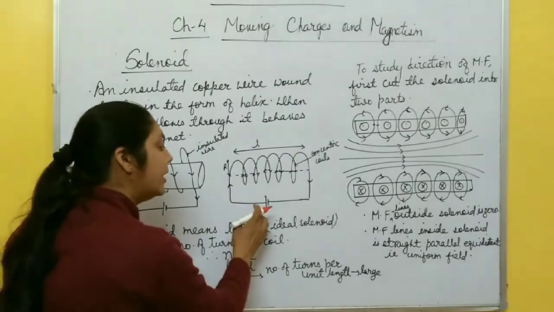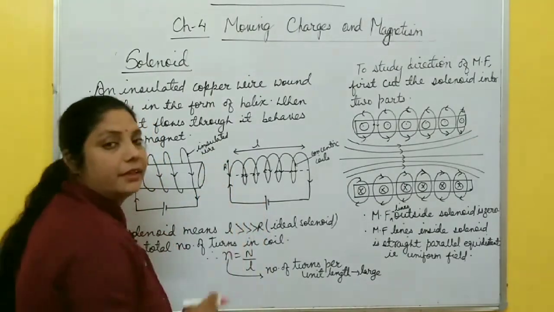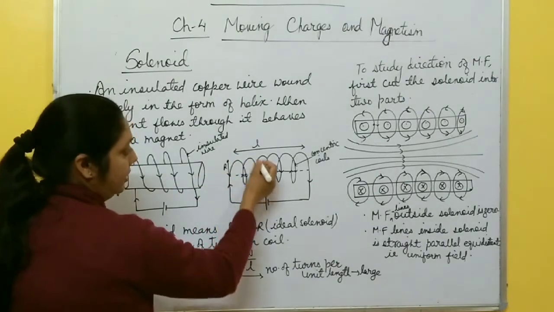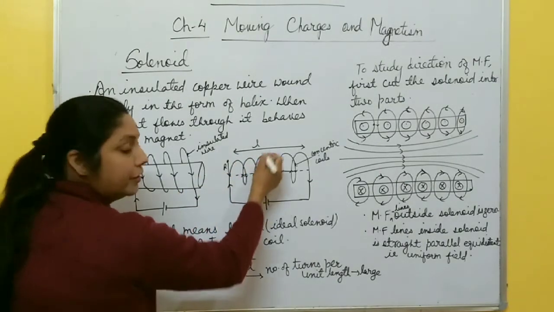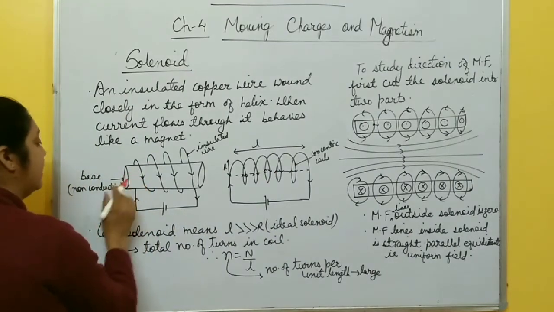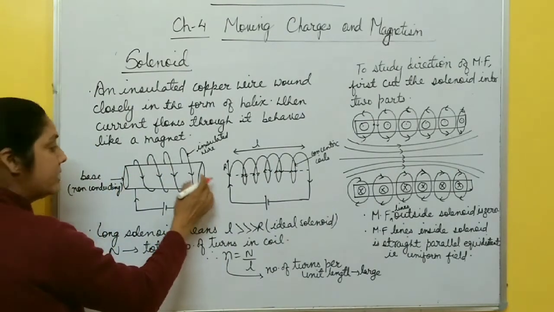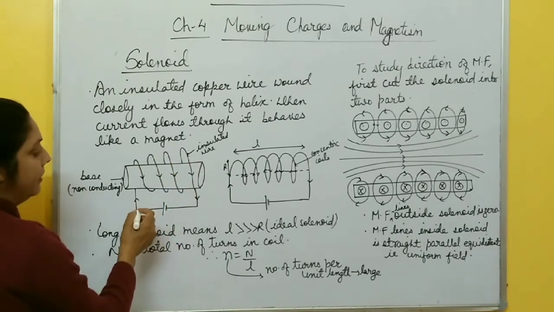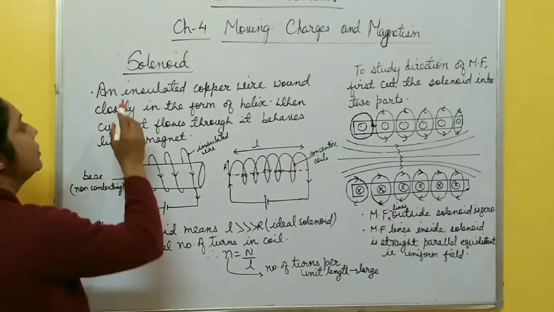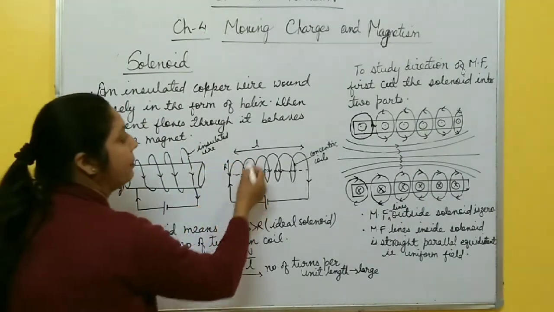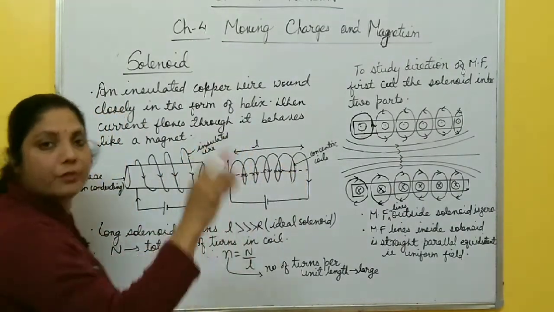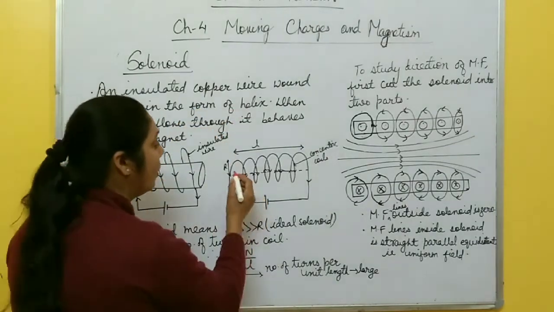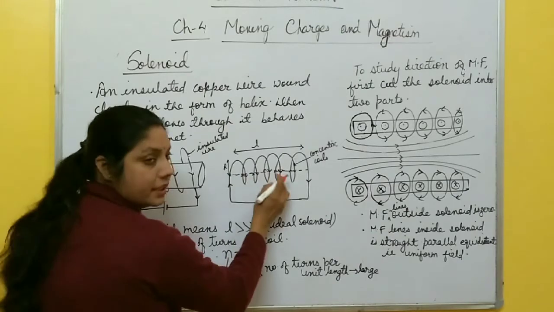If you change the polarity of the battery, the direction of current reverses, right? But how do you wind insulated copper wire in the form of a helix? You require one base, a non-conducting base over which insulated copper wire is tightly packed to form a solenoid. So a solenoid is an insulated copper wire wound closely in the form of a helix, in the form of concentric circles. Concentric circles means all the coils have the same center.